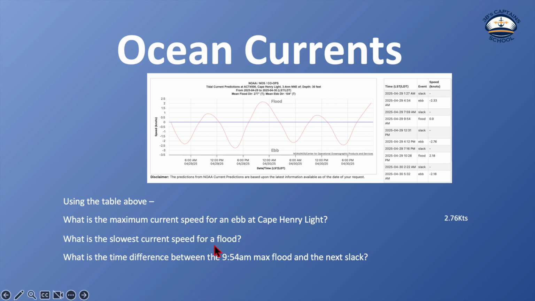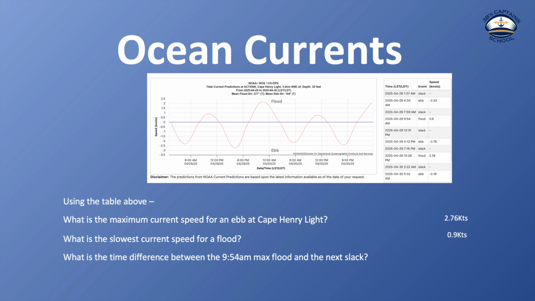What is the slowest current speed for a flood? So we'll check our flood, slack ebb, slack flood. We got 9/10 of a knot. Slack ebb, slack flood, we got 2.18. So 2.18 is going to be our fastest, and 9/10 of a knot is going to be our slowest for a flood.